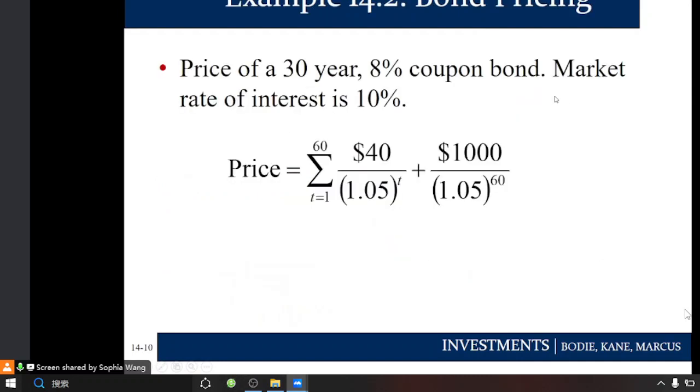For example, I just put the figures into the model. Use the figures for the price of a 30-year, 8% coupon bond, and we can calculate using the formula. But don't forget, T means the total holding period. It is 30 years, but the coupon is paid twice a year. So in this case, T runs from 1 to 60, because there are 60 periods.